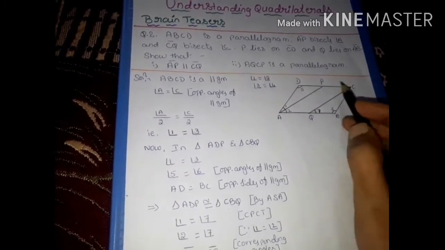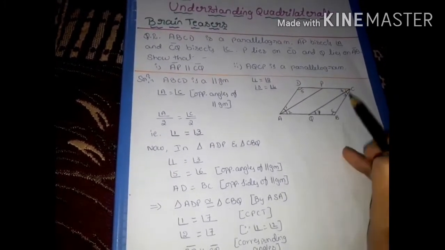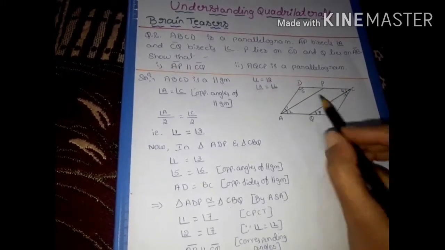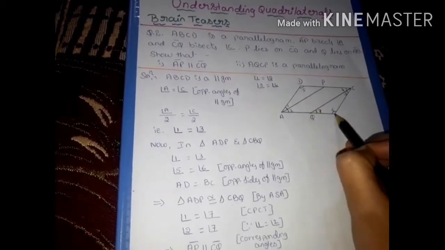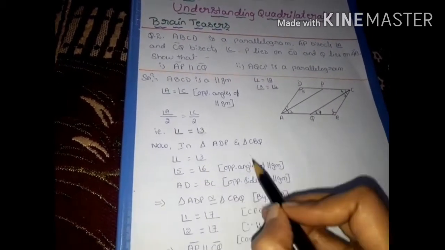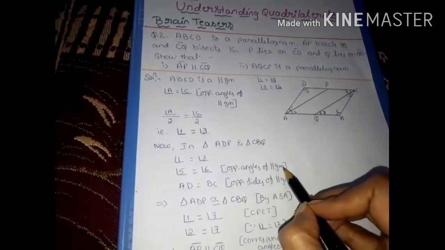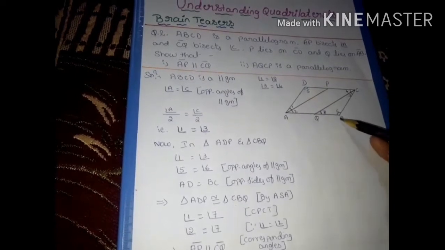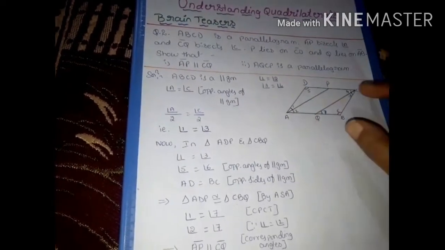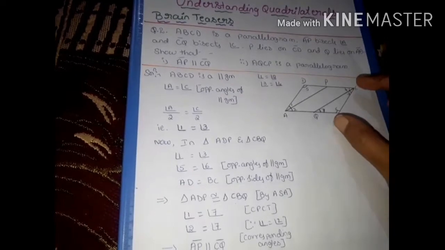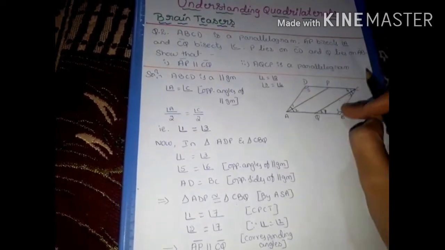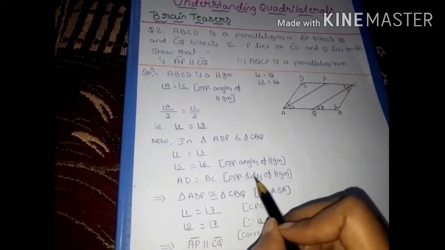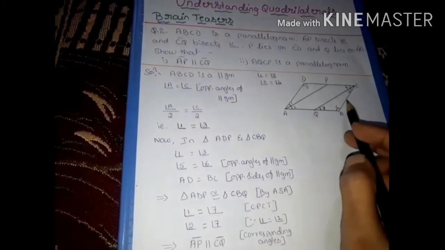What is the reason? ABCD is a parallelogram. Opposite angles are equal. Then angle D equal to angle B. Here we represented as 5 and 6. These two are equal. So the reason you have to write is opposite angles of a parallelogram are equal. Similarly, AD equal to BC. AD line segment equal to BC line segment. Same reason: opposite sides of a parallelogram are equal.